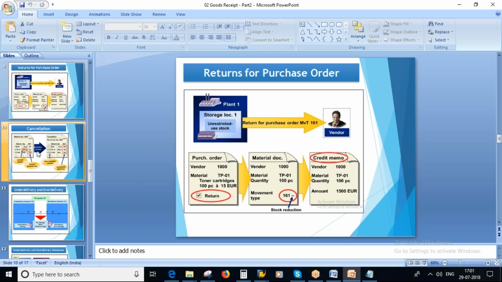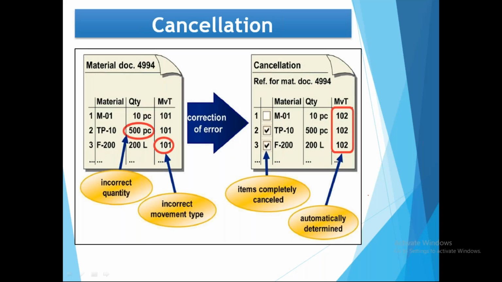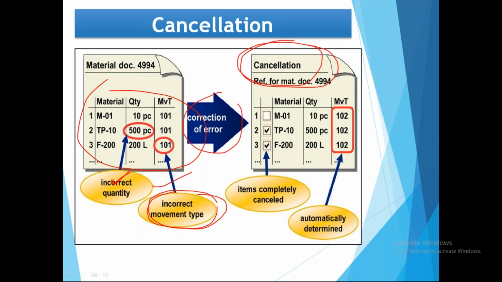Now we will be discussing the cancellation part, material document cancellation. So what is material document cancellation? Sometimes you created a PO, you received the material from the vendor. When you are entering the material document, sometimes you may enter a wrong quantity. You received 500, but you entered only 450, or you entered an incorrect movement type. If you do this kind of thing, you can cancel that material document.